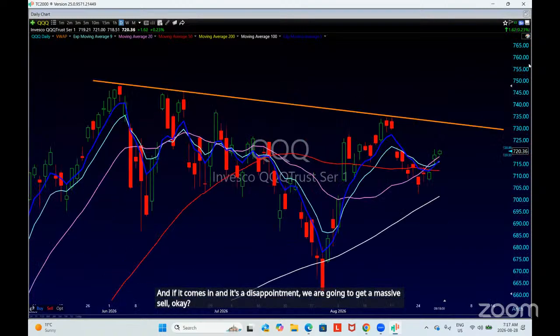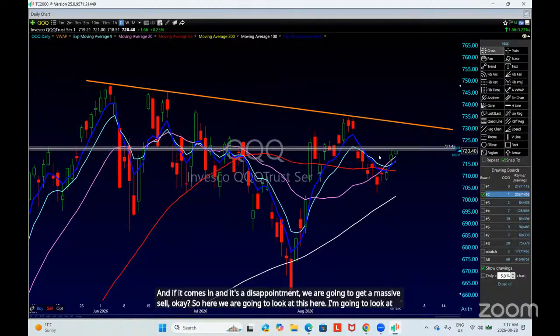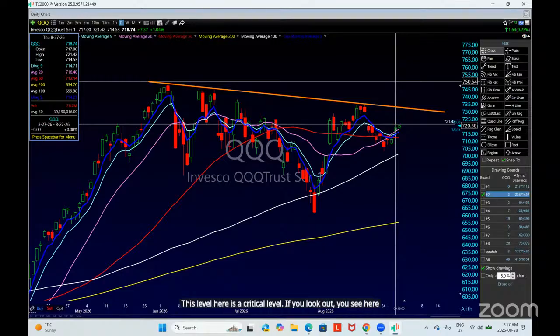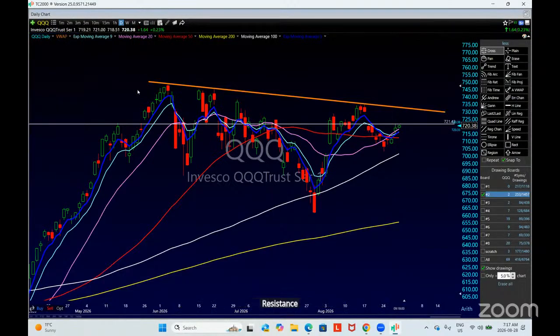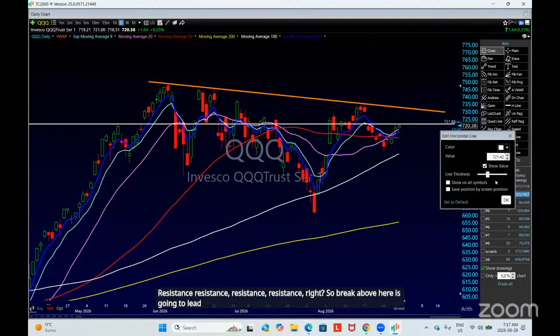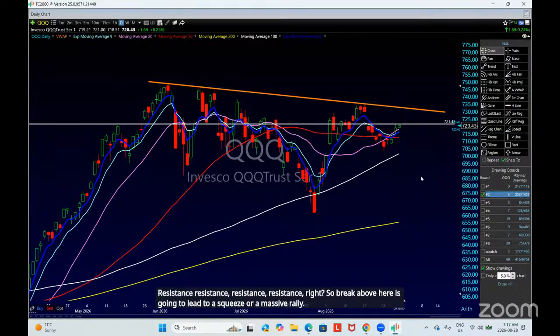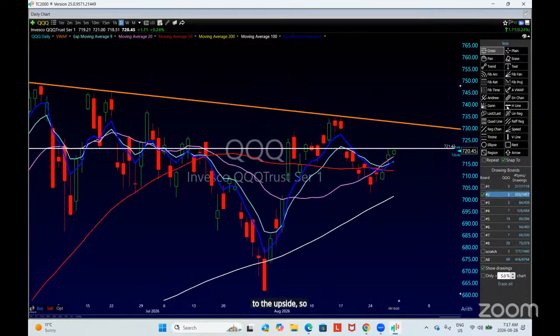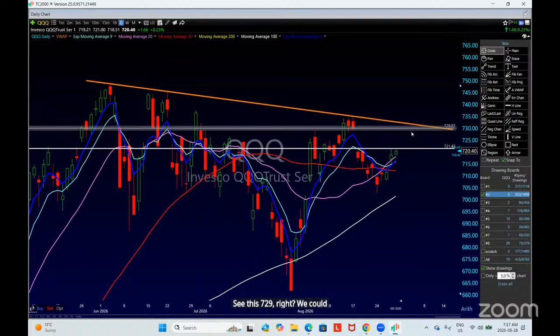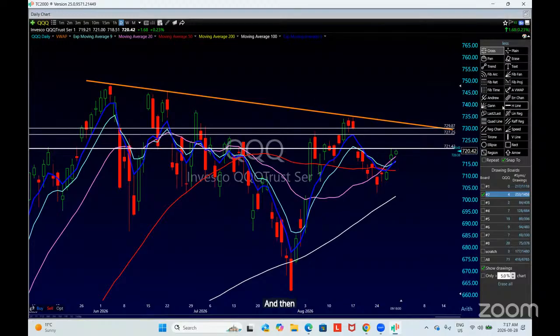So here we are going to look at this. I'm going to look at this level here as a critical level. If you look at this here, there's resistance, resistance, resistance, resistance, right? So a break above here is going to lead to a squeeze or a massive rally to the upside. So if the Fed chair speech is dovish today, we could come somewhere here. See this? 729, right? We could move very fast to this area. And then over here as well, these are levels that we can encounter before we get to that target.